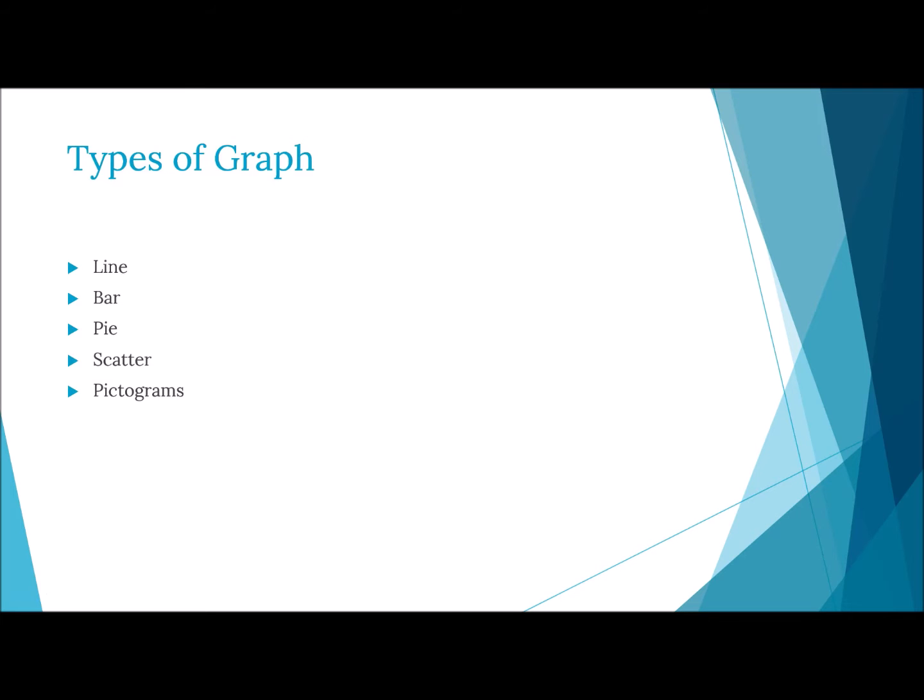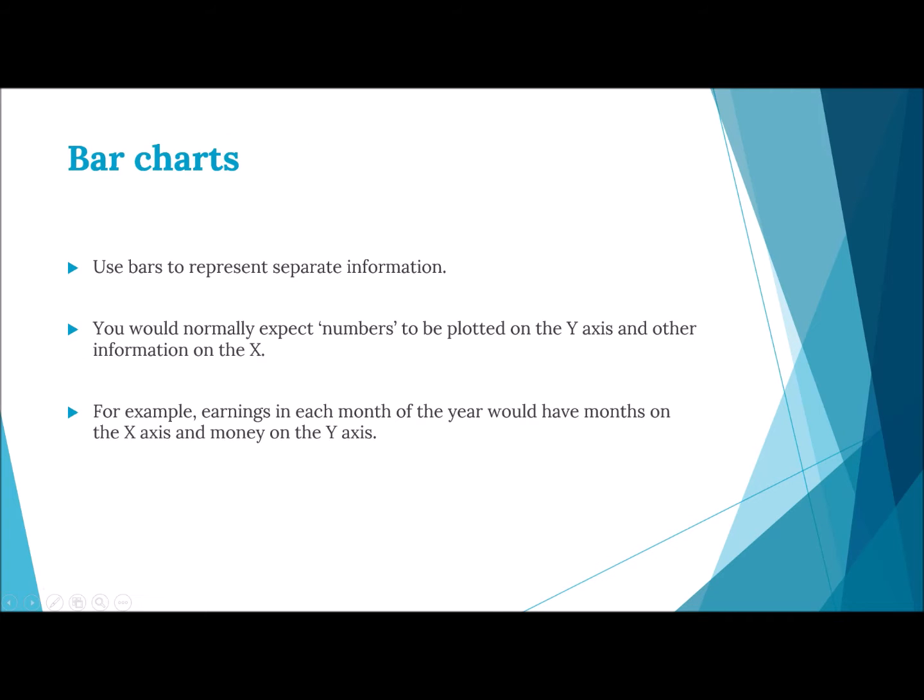So we're going to take a deeper look at some of the types of graph that you may encounter on the exam. So you've got line graphs, bar charts, pie charts, scatter graphs, pictograms. Those are the ones that are the most common that you'll come across, and we'll take a deeper look at all of those. So we'll start off with bar charts.